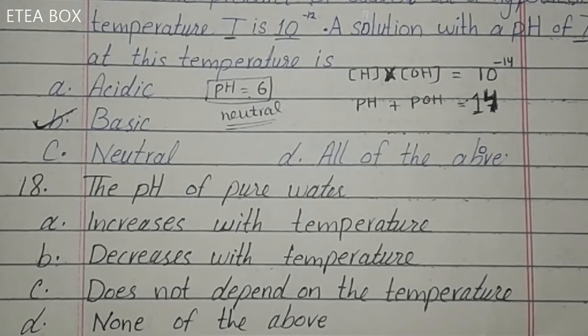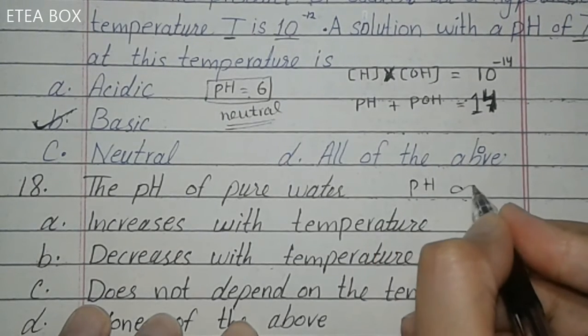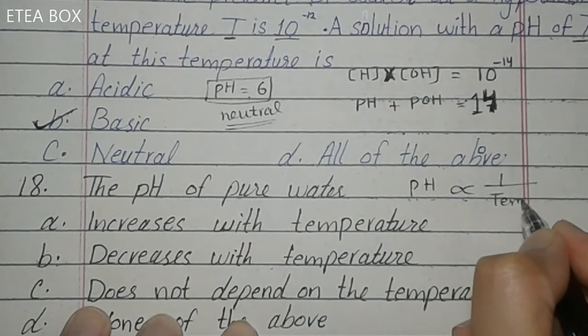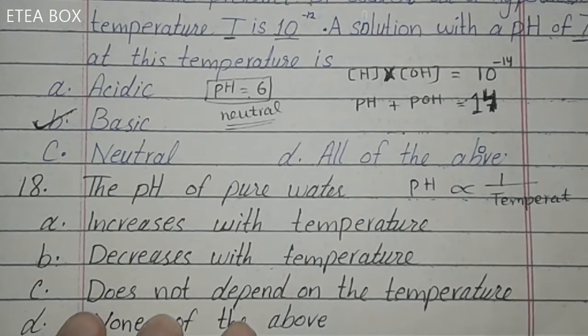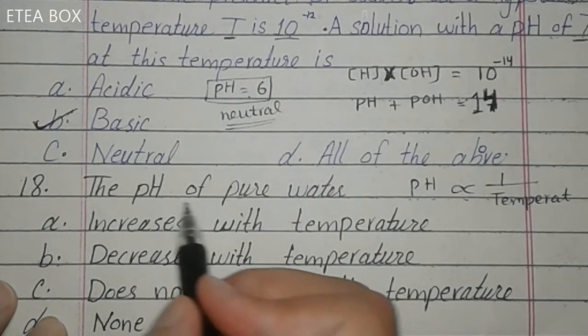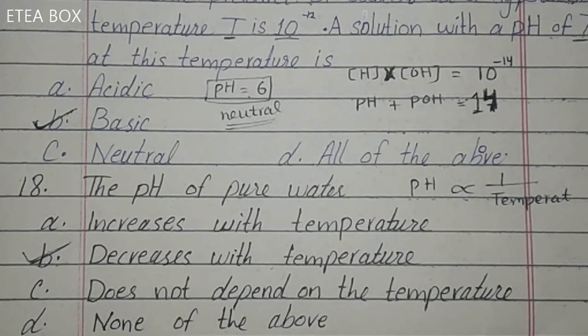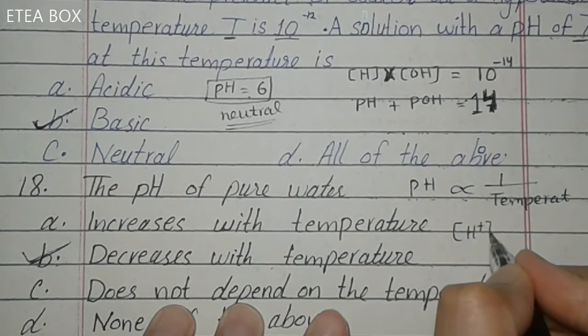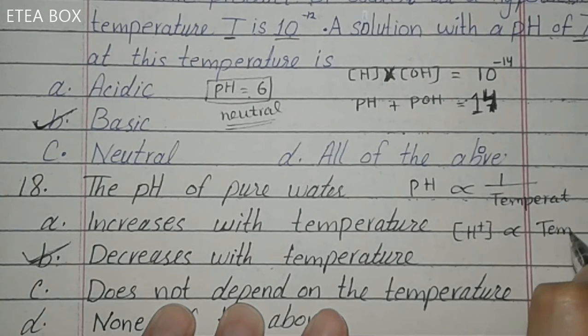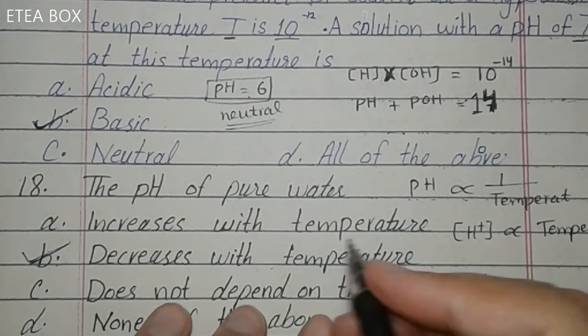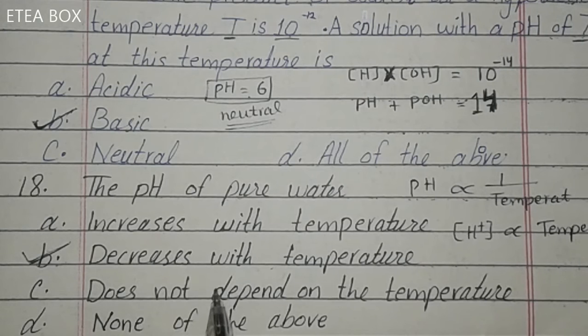The pH of pure water increases with temperature, decreases with temperature, or does not depend on the temperature. Now look, pH is inversely proportional to temperature. When we increase the temperature, the pH will decrease. So the pH of pure water decreases with temperature, and this one is correct. However, the hydrogen ion concentration is directly proportional to temperature. When the pH decreases, we know that at that time the hydrogen ions increase in the water.